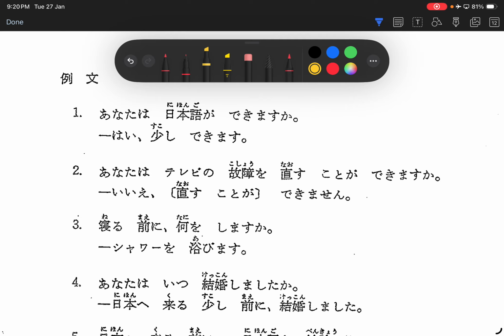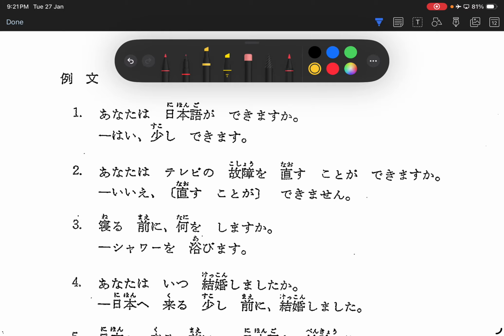Next, いいえ、できません。いいえ、直すことができません。So when we have a verb, we must have the dictionary form, and then we must put it as ことが. So 直すことができます、できません. Up to you how you want to say it.